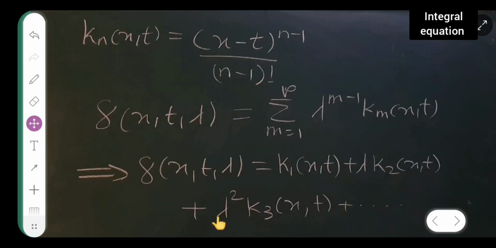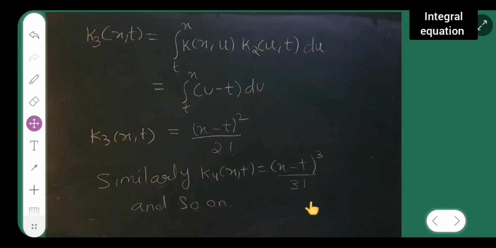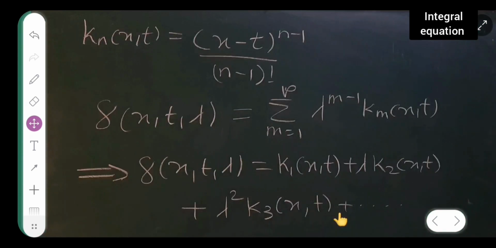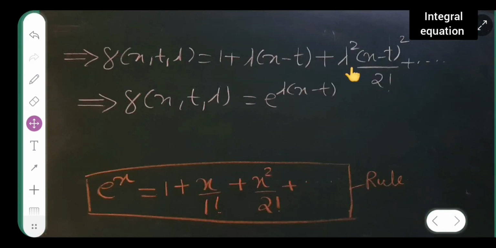This lambda square I have written as it is. Now what is my K3 of x comma t? (x minus t) the whole square upon 2 factorial. Now this I will write here, and plus so on. Lambda square (x minus t) the whole square upon 2 factorial plus so on. Now this implies gamma of x comma t comma lambda is equal to e raised to power of lambda into (x minus t). Now how did I get this?